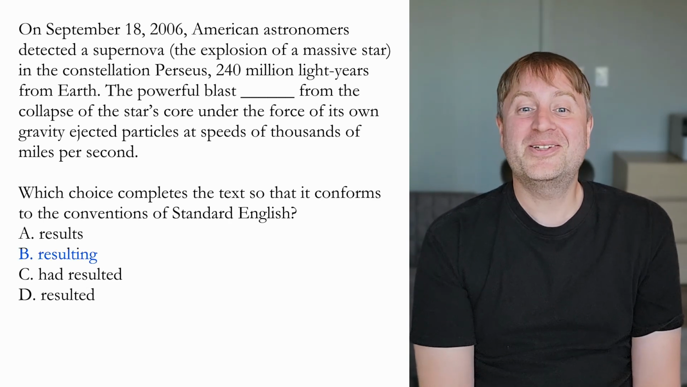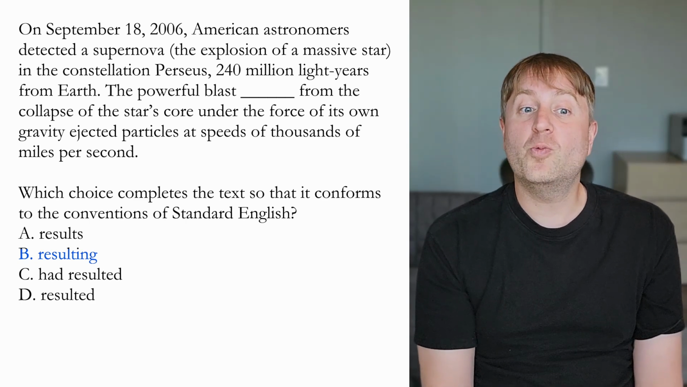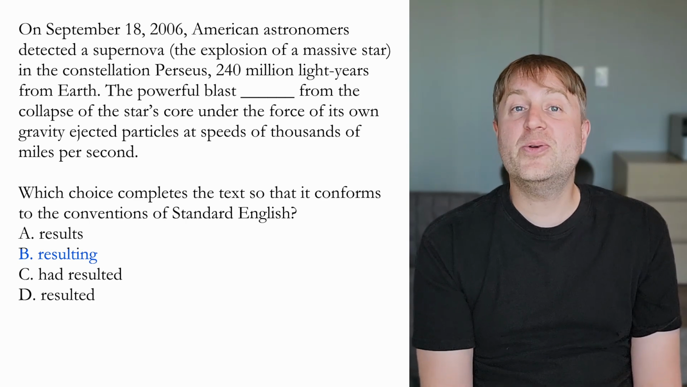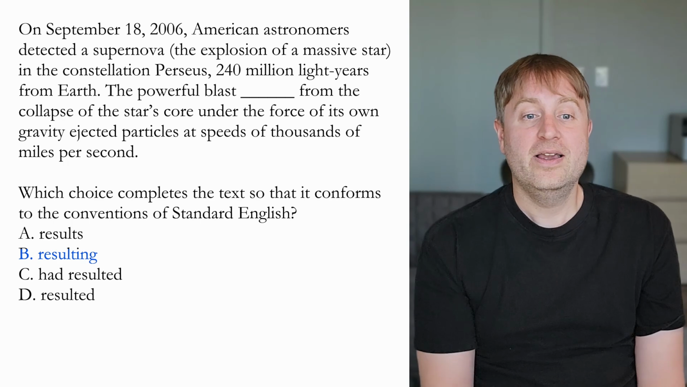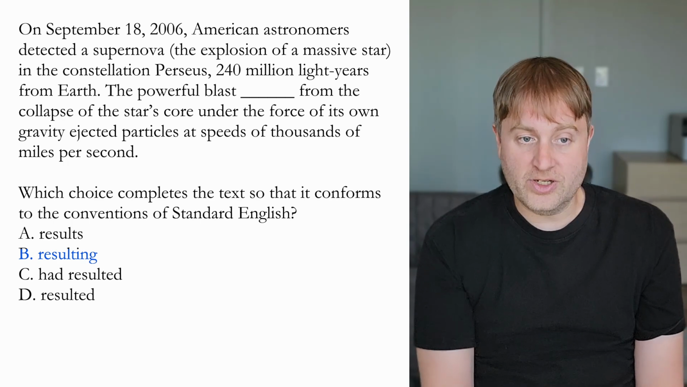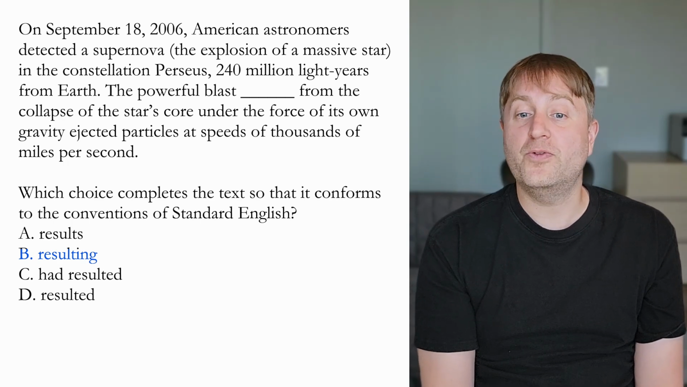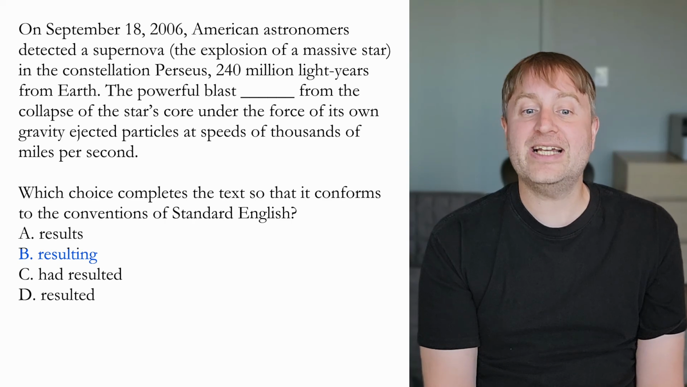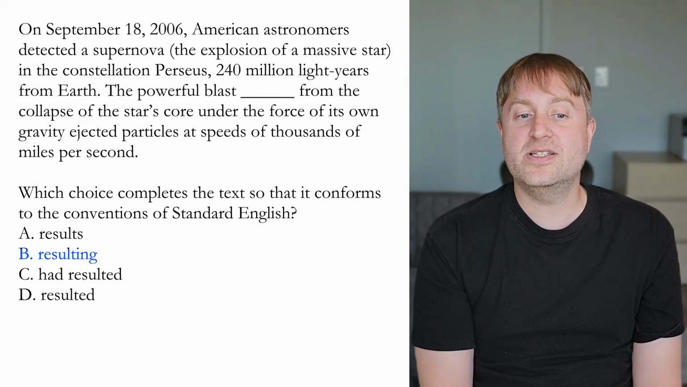B. If you're still confused, let me read the sentence for you with correct emphasis so that you can hear how it works. The powerful blast, resulting from the collapse of the star's core under the force of its own gravity, ejected particles at speeds of thousands of miles per second. So the takeaway here is that when you see verb formation questions, you need to be careful. Always read until the end of the sentence.